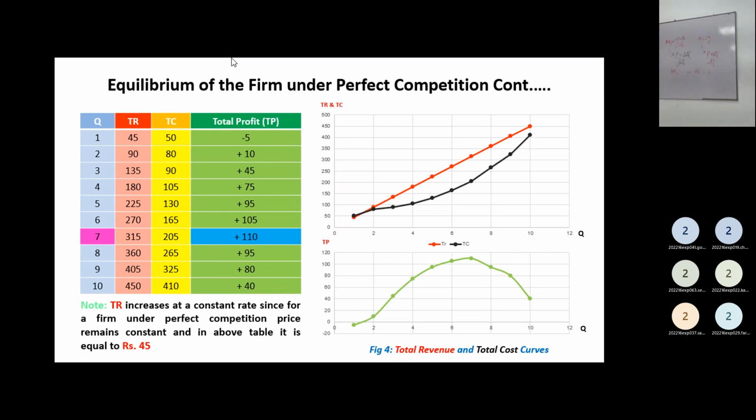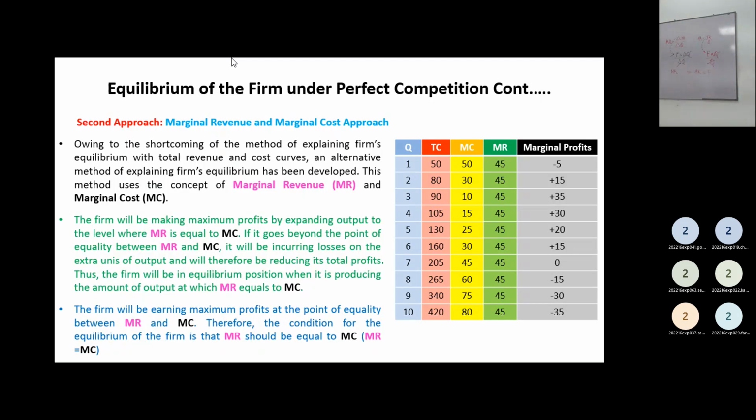With this concept of profit, based on such issues and many things, we have another approach called the marginal revenue and marginal cost approach. Marginal revenue and marginal cost approach.